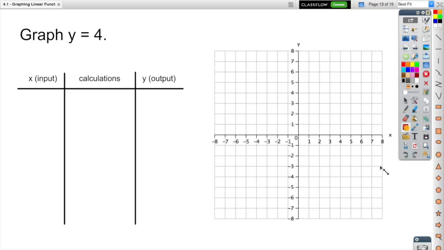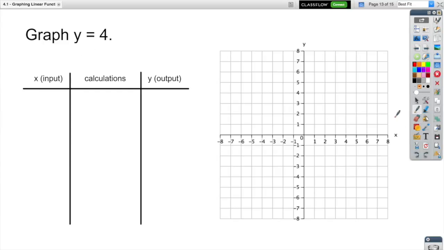All right, so here we're going to take a look at some special cases. Notice on this equation, it's a very short, simple equation. Graph the equation y equals 4. And so immediately you might start off like we've been doing. Let's say we pick 2, but then right away we'd get stuck.